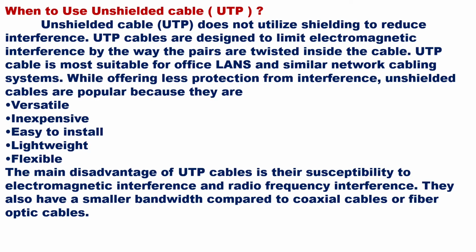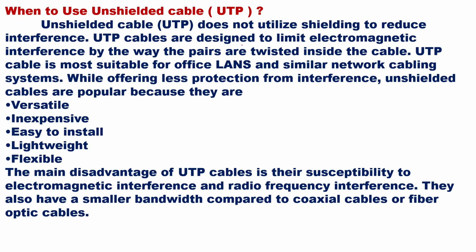Okay, so UTP cable is most suitable for office LANs, local area networks, and similar network cabling systems, while offering less protection from interference as compared to shielded. Okay, this statement is as compared to shielded cables. So while offering less protection from interference, unshielded cables are popular because of these features.